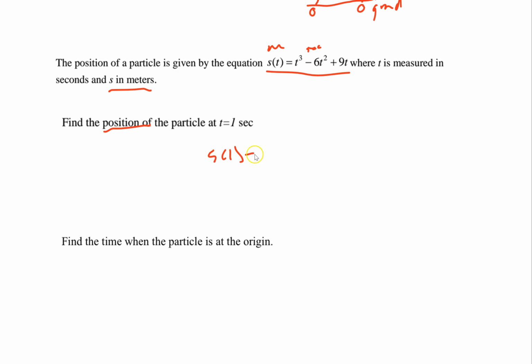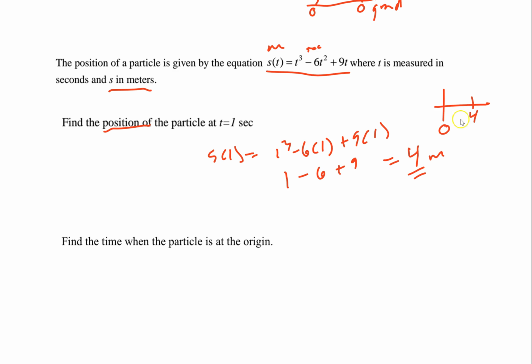So s of 1 equals 1 cubed minus 6 times 1 plus 9 times 1. 1 minus 6 plus 9, negative 5 plus 9 is 4 meters. Right, so it's a positive 4. All that means is that we're 4 right of the origin. So origin is right here, wherever you started, and then you're 4 meters to the right. That's what it means in context. At 1 second you're at 4 meters to the right.